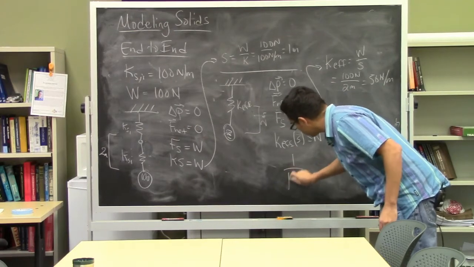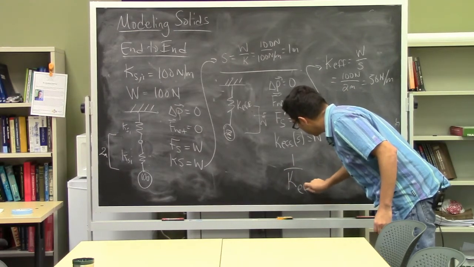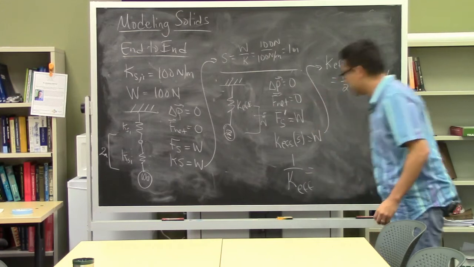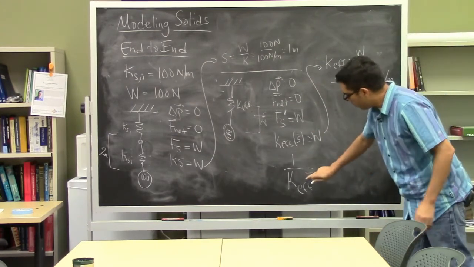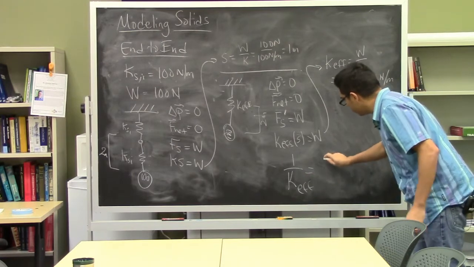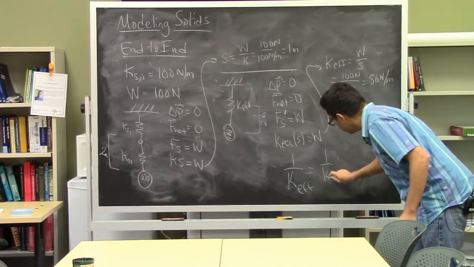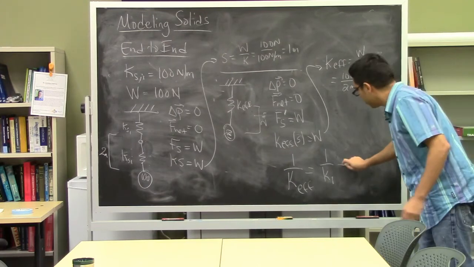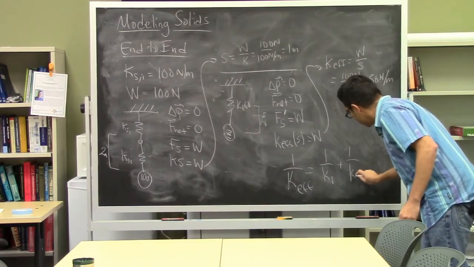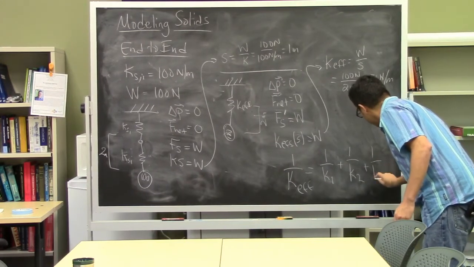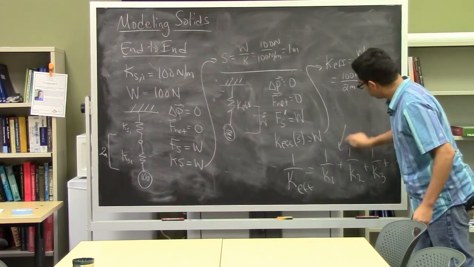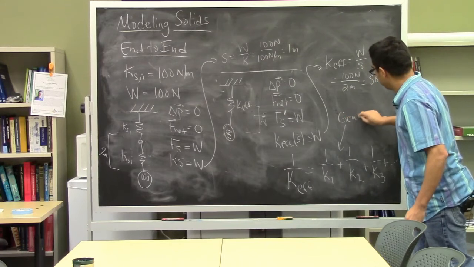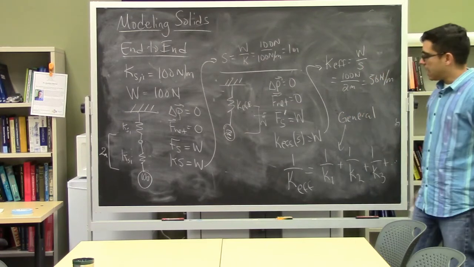We can generalize this, and I'm not going to go into many of the details here, but you can generalize this to a formula which tells you if you have multiple springs in series how to add them up. 1 over the effective spring constant is equal to 1 over the first spring plus 1 over the second spring plus 1 over the third spring, and so on. So this is in general how you would add these up.